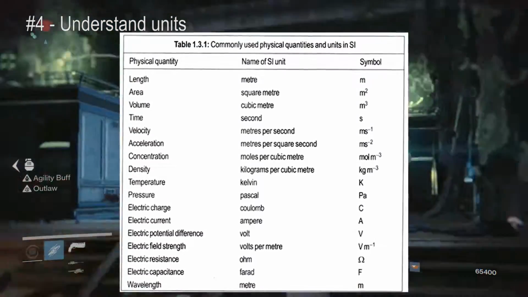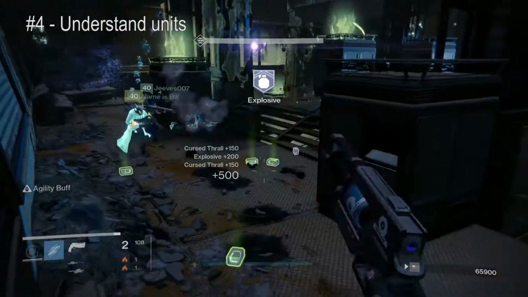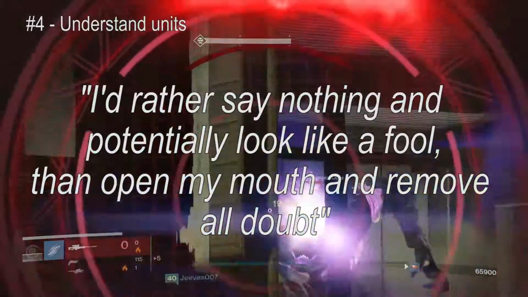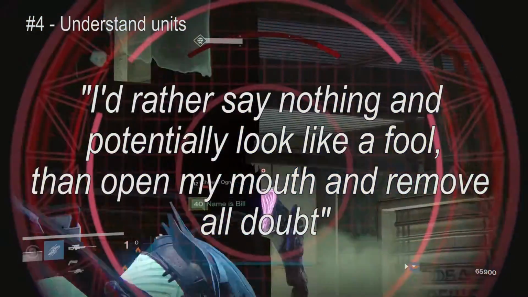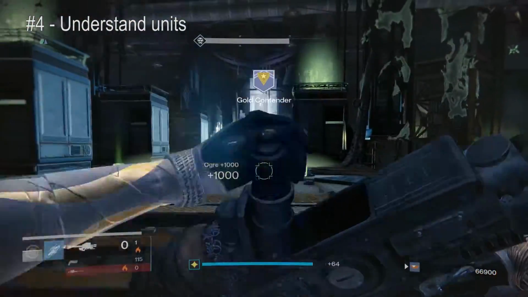exams where I couldn't remember the difference between giga, mega, and hecto, so I ended up going with neither because you know the old saying, I'd rather say nothing and potentially look like a fool than open my mouth and remove all doubt. In hindsight, they are very simple and it should take no time to learn them. It just comes down to actually investing time in it and learning them, so get to it.